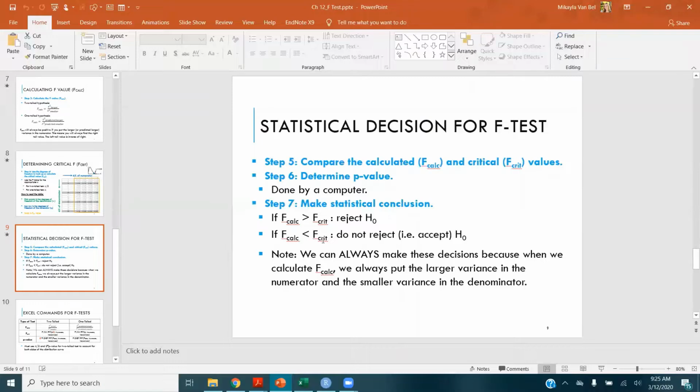Again, in this chapter, we will also make a biological conclusion, but in general, there is only a statistical one because this F-test is used as a pre-test.